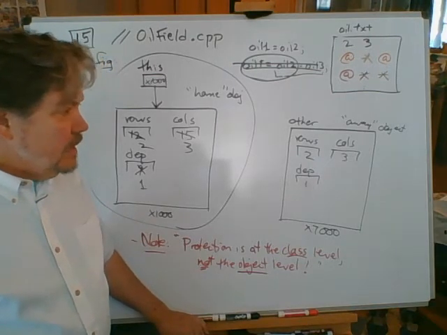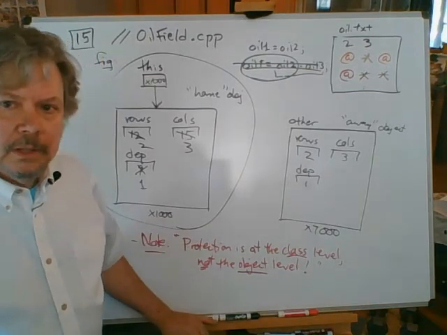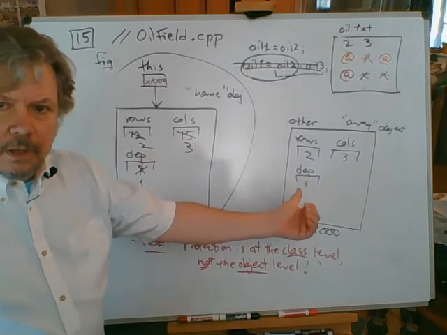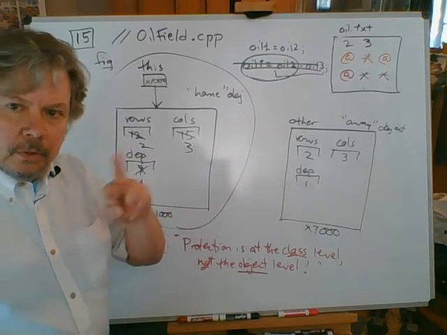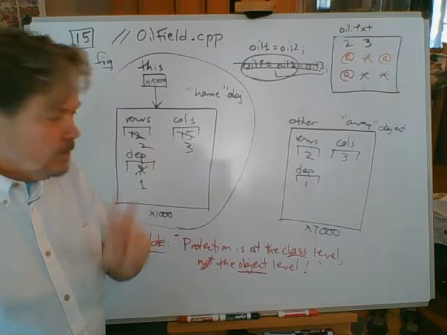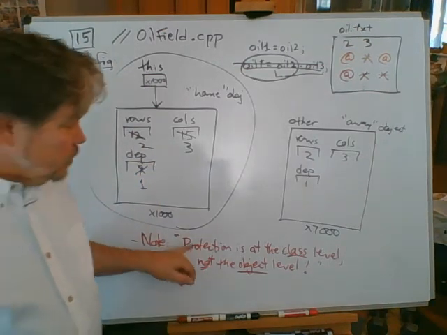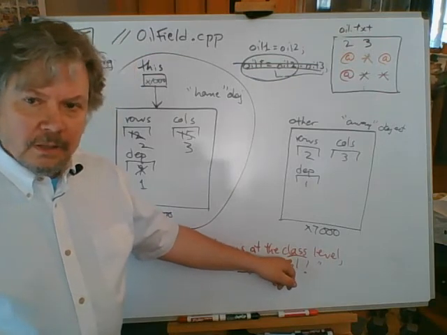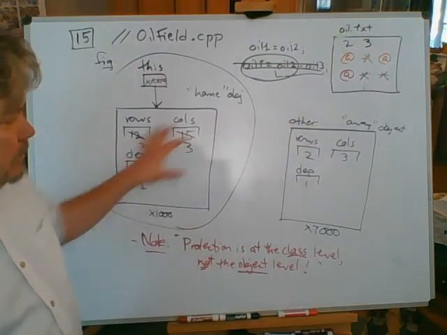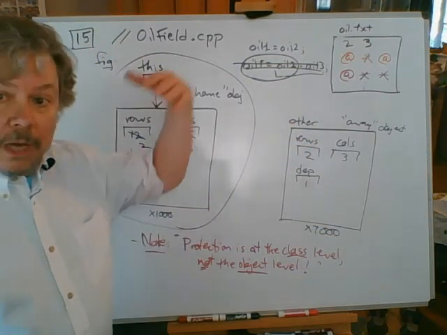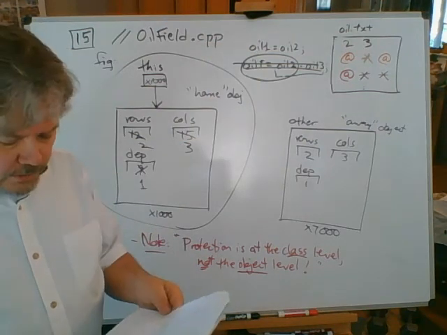You can't see private variables in any other kind of object. An oil field can't see the head cursor tail inside a linked list. But two linked list objects can see each other's private variables. Two oil fields can see each other's private variables. That's what this statement says. Protection is at the class level. Everybody inside the same class, they're all equally protected from the outside world, but not from each other.